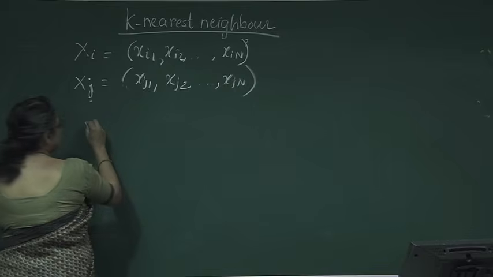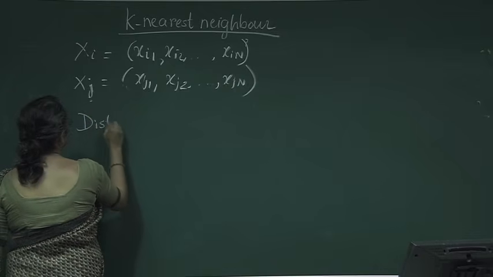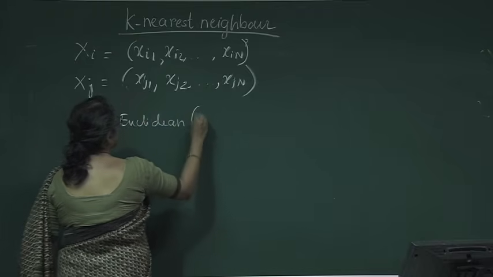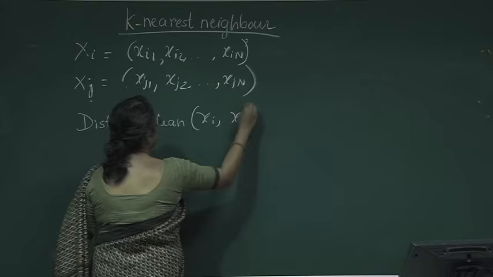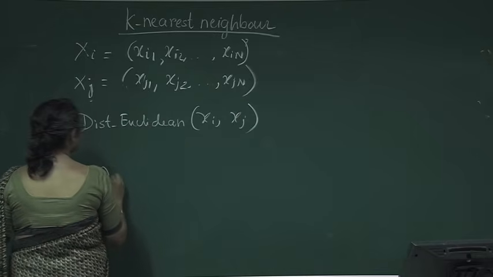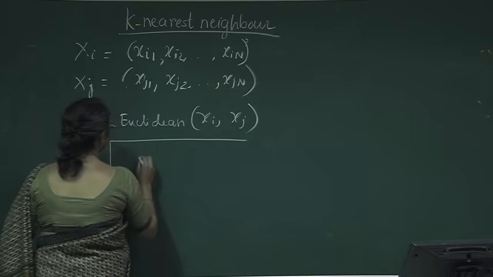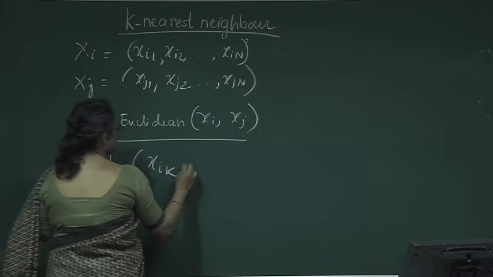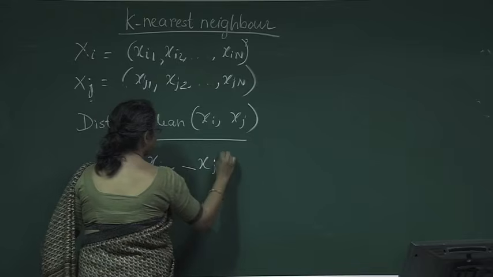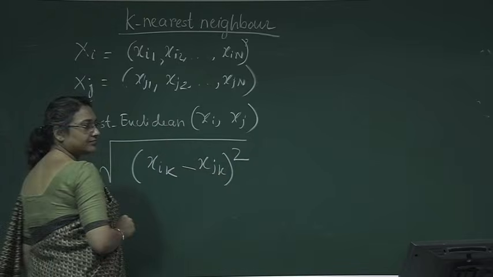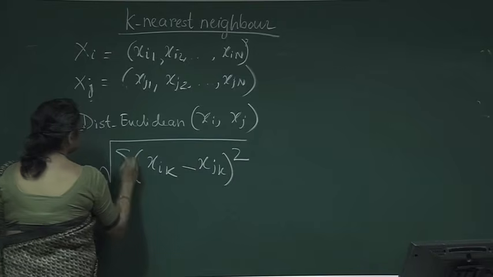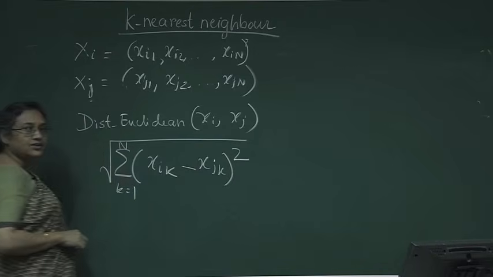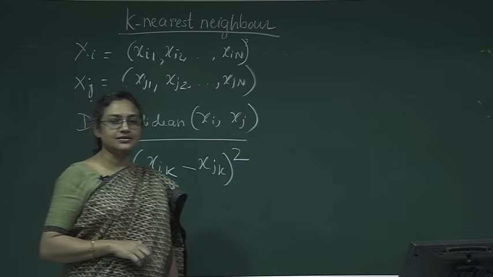We say that the Euclidean distance between xi and xj is given by the square root of the sum over k equal to 1 to n of (xik minus xjk) whole squared. So, this is the Euclidean distance.